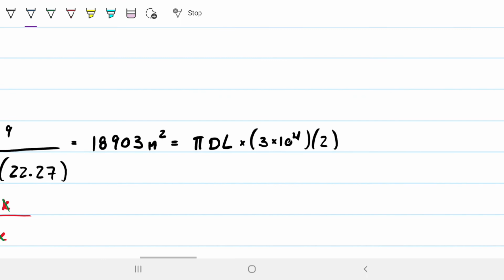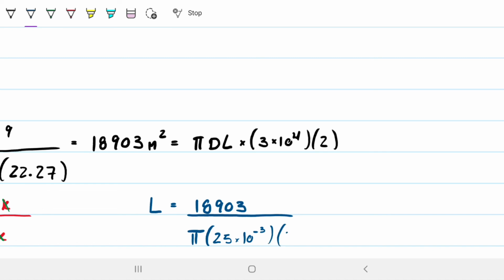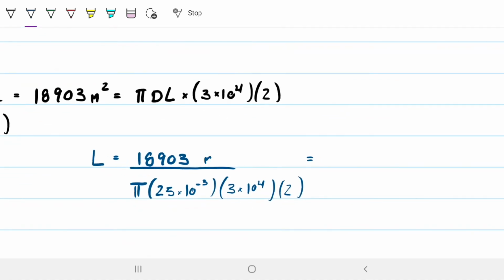Okay, so this means that L will be 18,903 divided by pi, diameter, which is 25 times 10 to the minus 3, 3 times 10 to the fourth number of tubes, and then 2. And if I put all this together, what I get in terms of units is pretty simple because I have meter squared over here, and then non-dimensional, and this is meters, so it's going to be meters. That's my answer, right? And what I get here is 4.01 meters, approximately. Okay, and that will be the answer for my part 5.